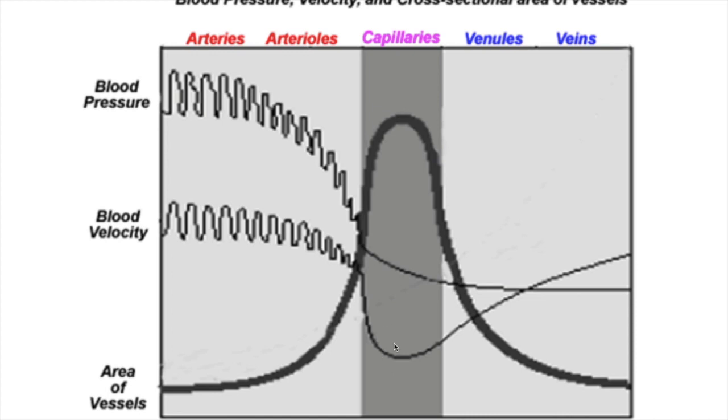Blood velocity is slowest here in the capillaries, and that's where we have the greatest area of vessels, and we also have the smallest diameter in our vessels. This is good because we want blood to flow through the capillaries slowly because that's where nutrient exchange is happening. And then we can see as the veins get larger, the blood velocity is going to increase.